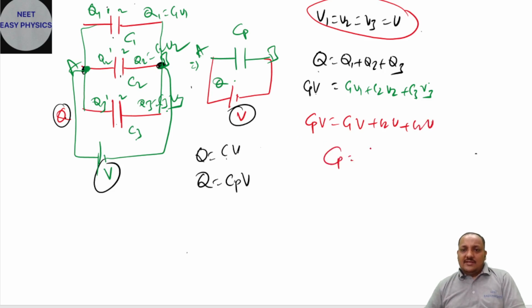So if we cancel V, Cp is equal to C1 plus C2 plus C3. So we can know these equations. But why we discuss the entire derivation means: what will be the same and what will be different whenever capacitors are connected in parallel.